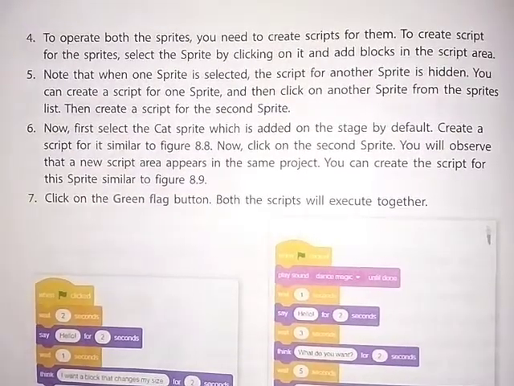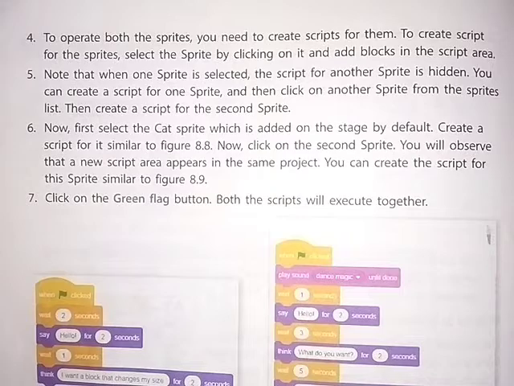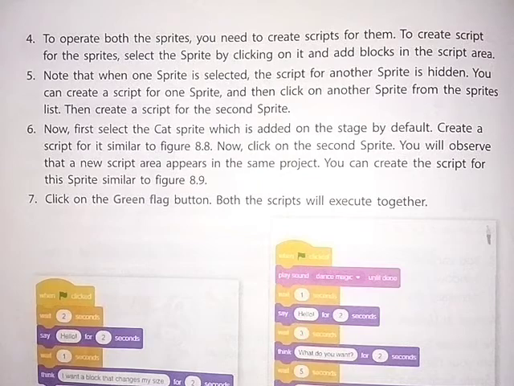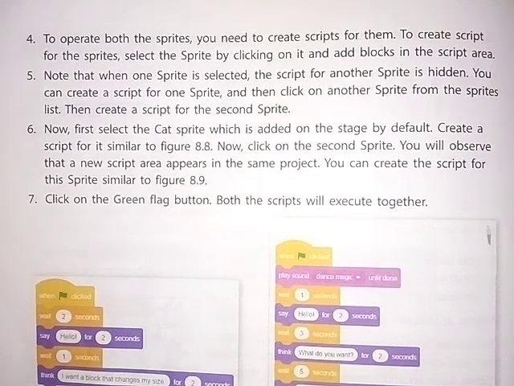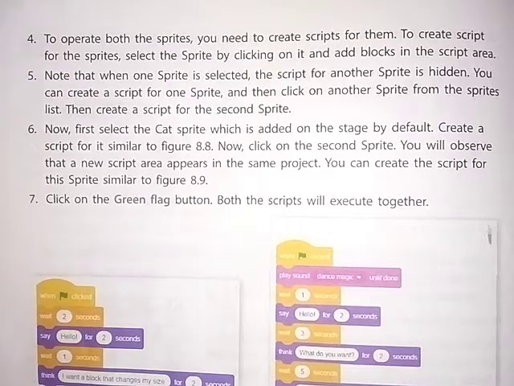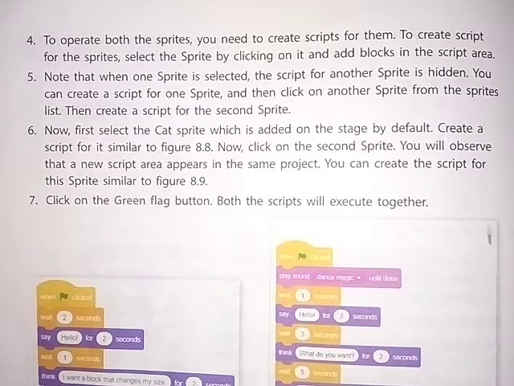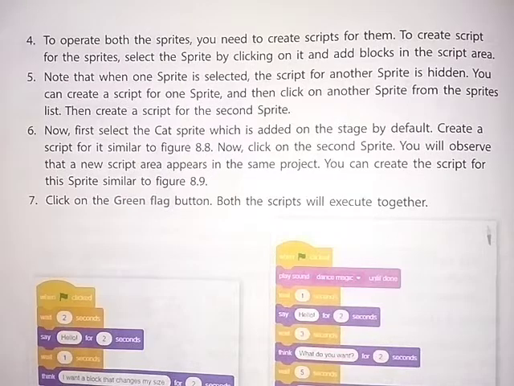Step 4. To operate both the sprites, you need to create scripts for them. To create script for the sprites, select the sprite by clicking on it and add blocks in the script area. Note that when one script or sprite is selected, the script for another sprite is hidden. You can create a script for one sprite and then click on another sprite from the sprites list. Then create a script for the second sprite.